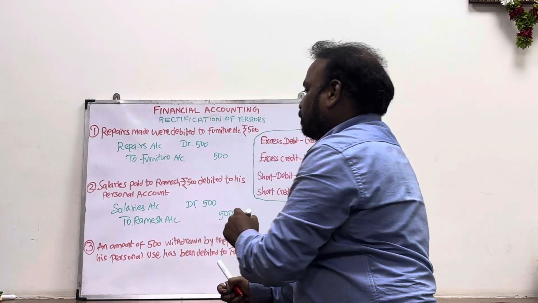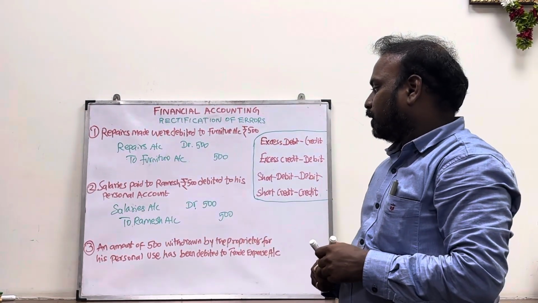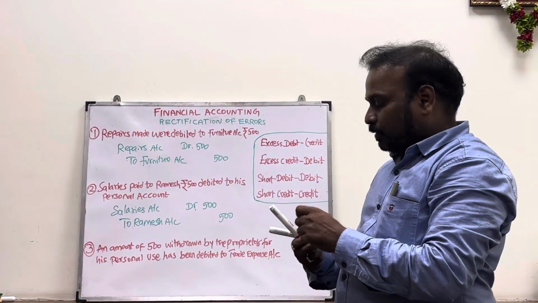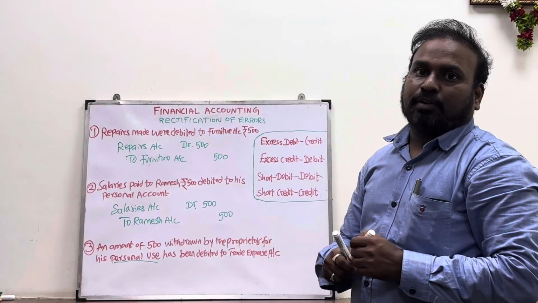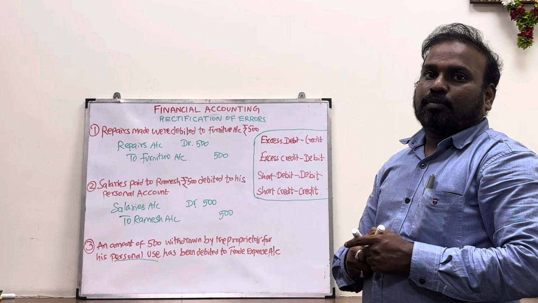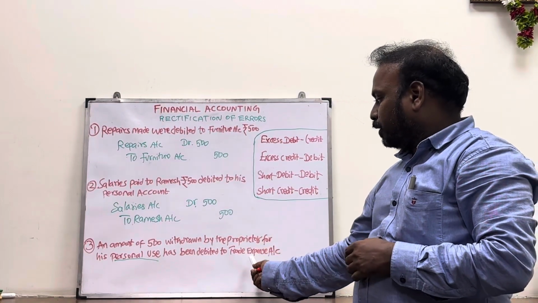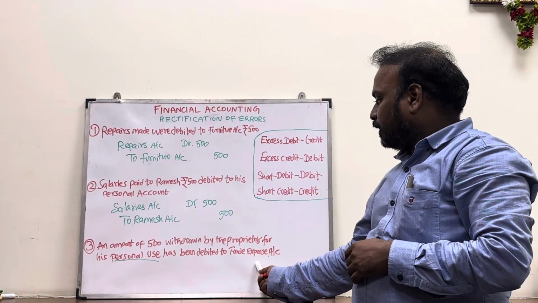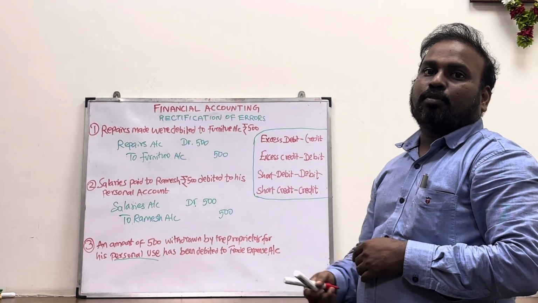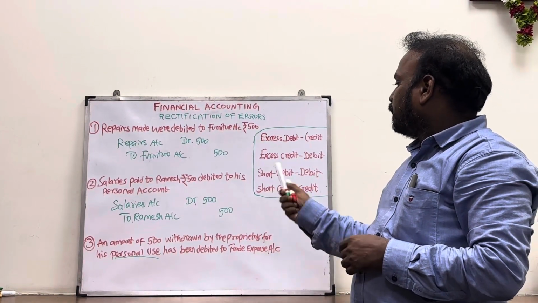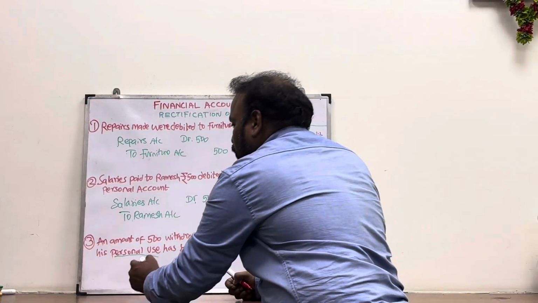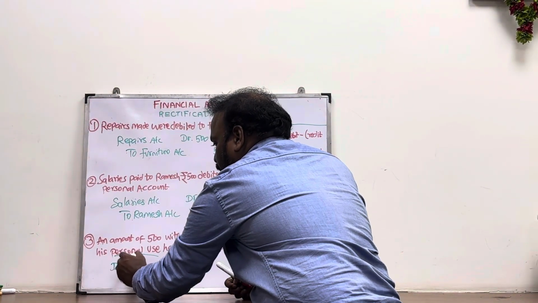Then third one, an amount of 500 withdrawn by the proprietor for his personal use. Personal use means drawings. So the actual entry is drawing account to cash account. But instead of debiting drawing account, they have debited a trade expenses account. So drawing account is omitted. So shortage of debit. Shortage of debit means we have to debit the concern account. So drawing account is to be debited.